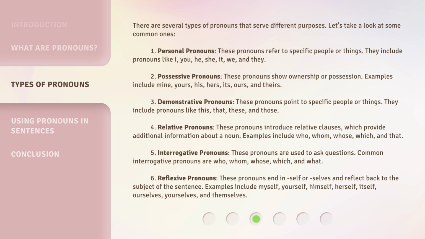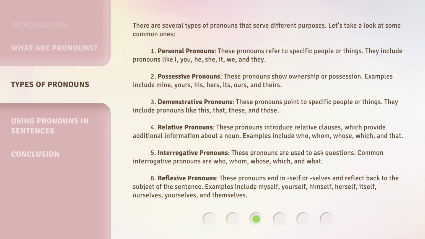4. Relative pronouns. These pronouns introduce relative clauses, which provide additional information about a noun. Examples include who, whom, whose, which, and that. 5. Interrogative pronouns. These pronouns are used to ask questions. Common interrogative pronouns are who, whom, whose, which, and what.